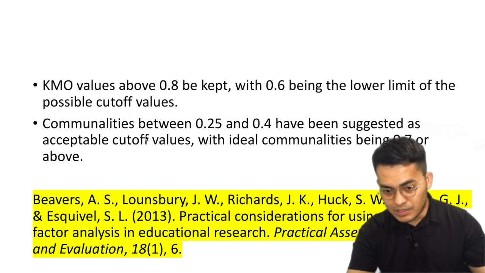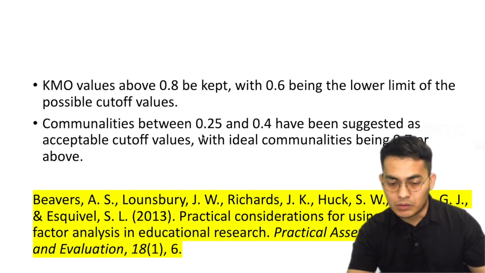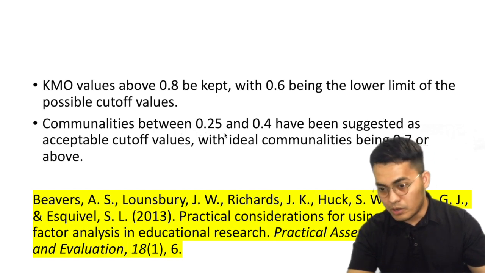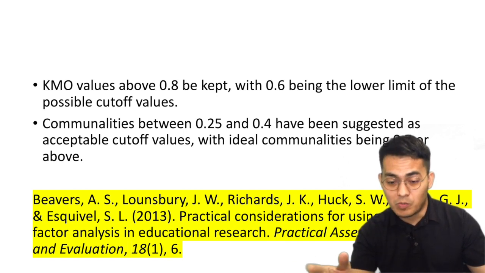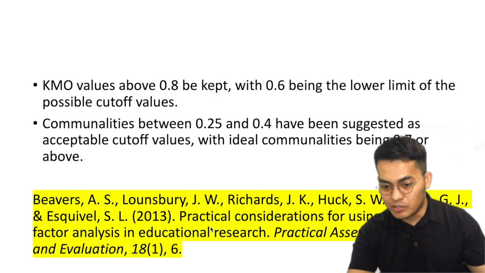And for the communalities I told you earlier, between 0.25 and 0.4 have been suggested as an acceptable cutoff value, with ideal communalities being 0.7 or above. So in my example it is 0.5. There was a 0.4, but after I deleted one item, there is no 0.4, all are above 0.4. So it means it's quite okay, right? So here you can see the literature support that maybe you need.